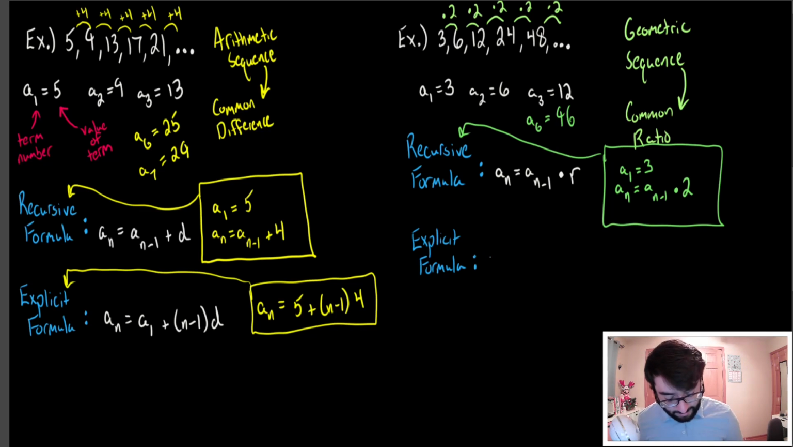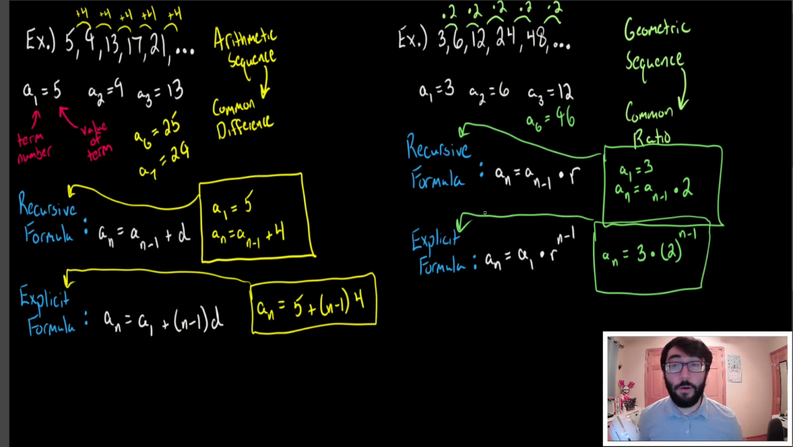So to find any term in a sequence, we can use the explicit formula, which would be a sub n is equal to the first term, which is a sub 1, times r to the n minus 1 power. So this is the explicit formula. So for our particular sequence up here, that would be written as a sub n is equal to the first term, which is 3, times our common ratio, which is 2, to the n minus 1 power. And there's our formulas, okay?